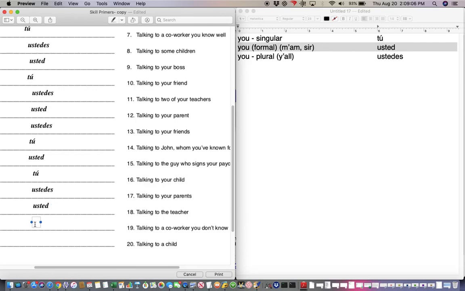Talking to a coworker that you do not know, you're going to be formal with this person. You don't know him. He's not a friend. You're not familiar with him. You treat him with respect like you would say sir or ma'am to. Talking to a child, again, you do not use formal with a child, so tú. And this concludes video A of the 3 U's.